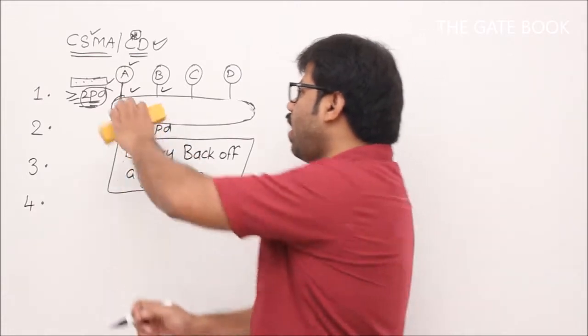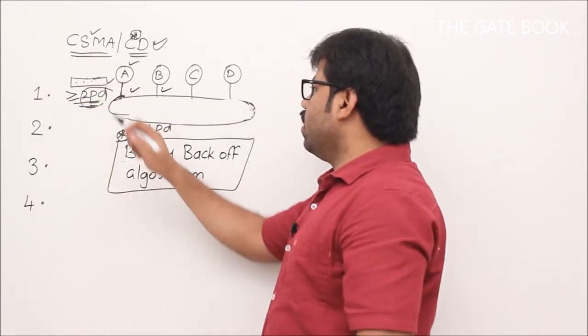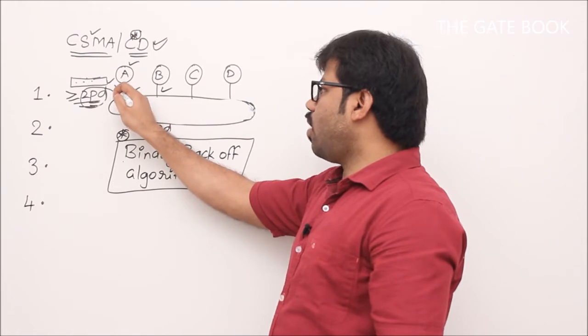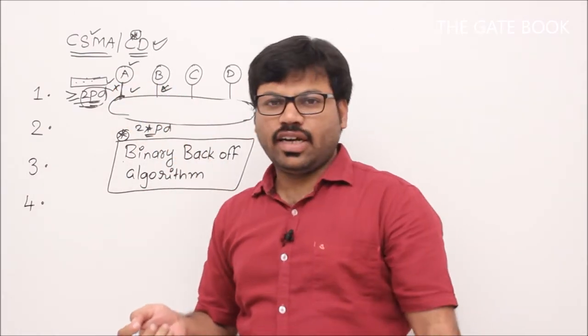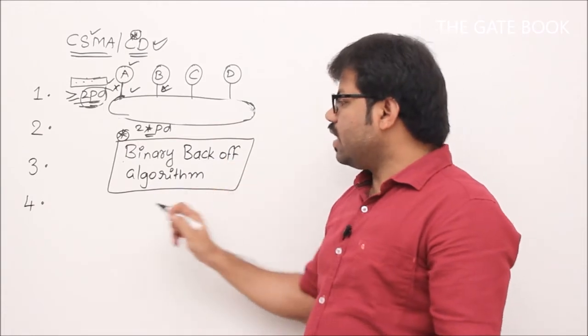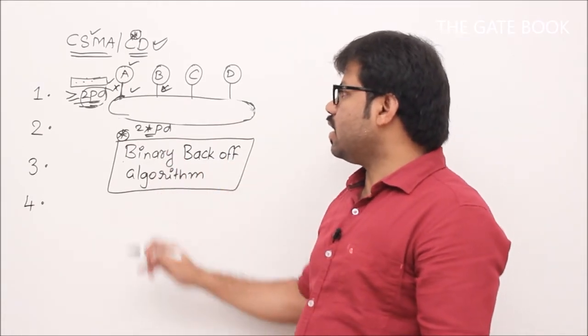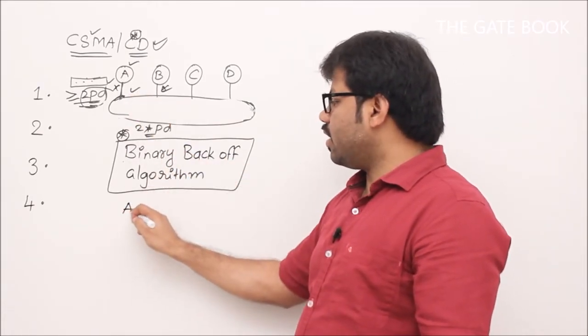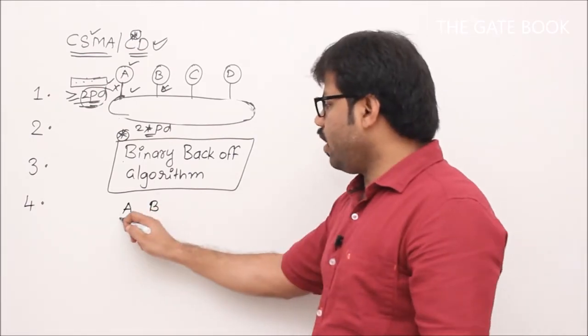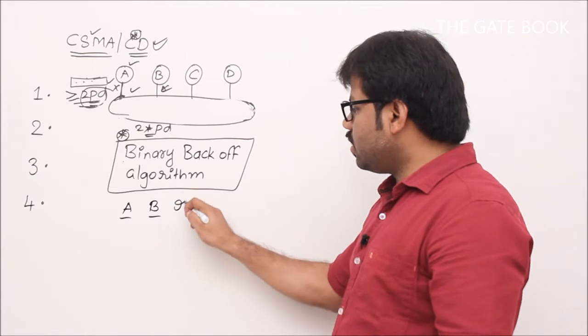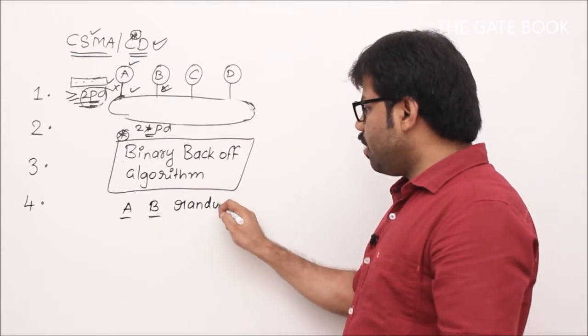So immediately after, let's say there is a collision, A stopped and B stopped. If they immediately start sending again, there is again a collision, correct? So that's why one important strategy is that station A and station B have to wait for some random amount of time. So A, B stations are waiting for some random amount of time.